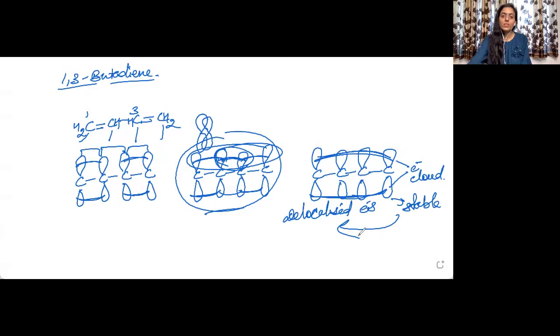Now we will be moving towards resonance. But before that, I want to take more examples of how you can recognize a conjugated system. So number 1, a conjugated system is when there is a single bond between 2 double bonds. It is a conjugated system. Then the next conjugated system can be, okay, I'm just clearing my screen.